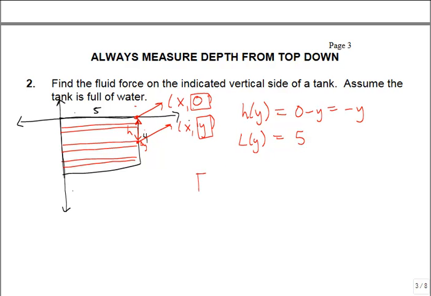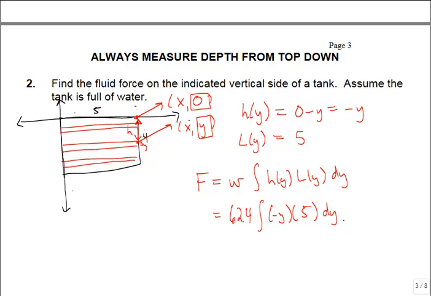So our fluid force formula is weight density times the integral of our height, or depth if you will, times the length times dy. So we now know all of these pieces. We're talking about water, so the weight density of water is 62.4 pounds per cubic foot. Our depth function was this negative y. Our length was always 5. And we have our dy.